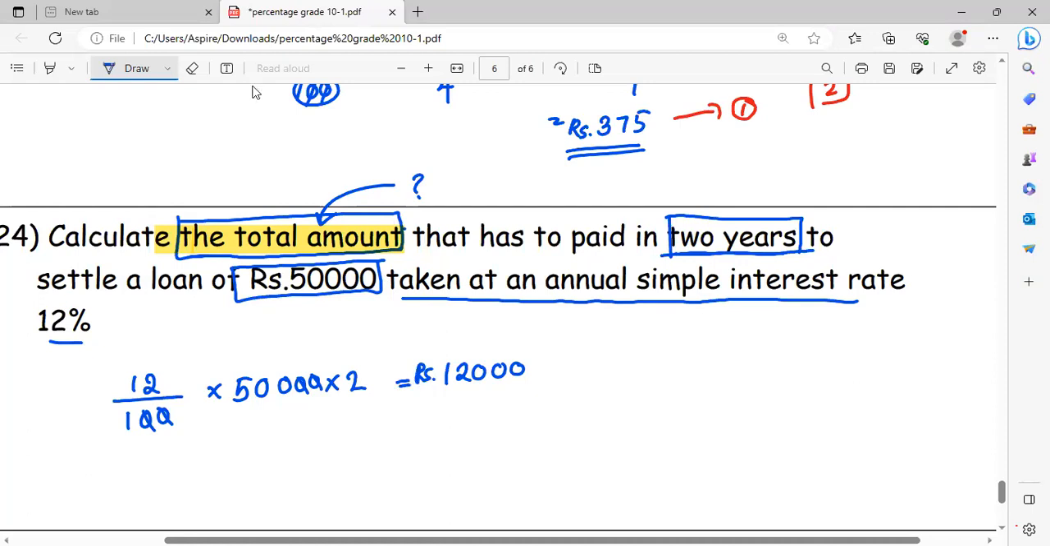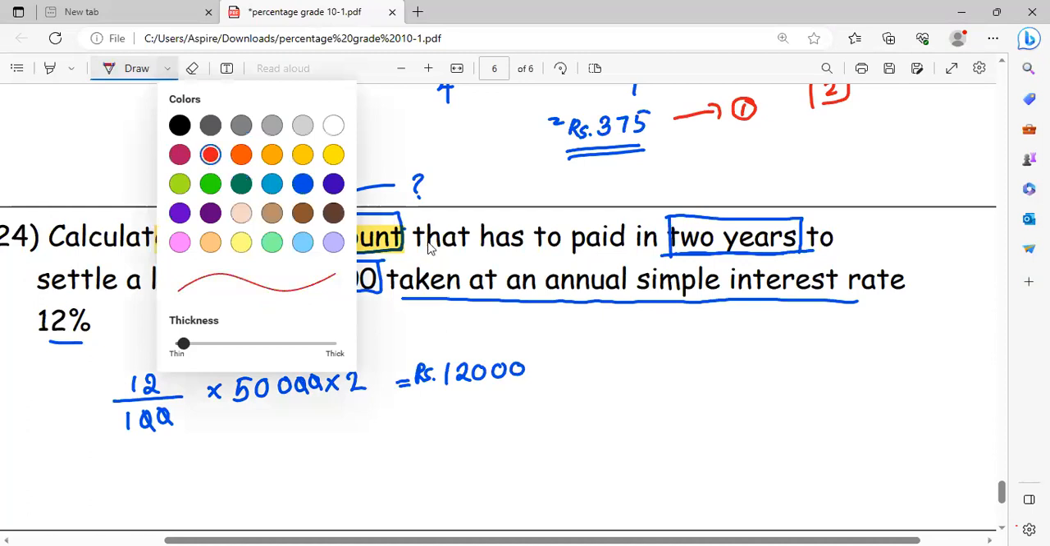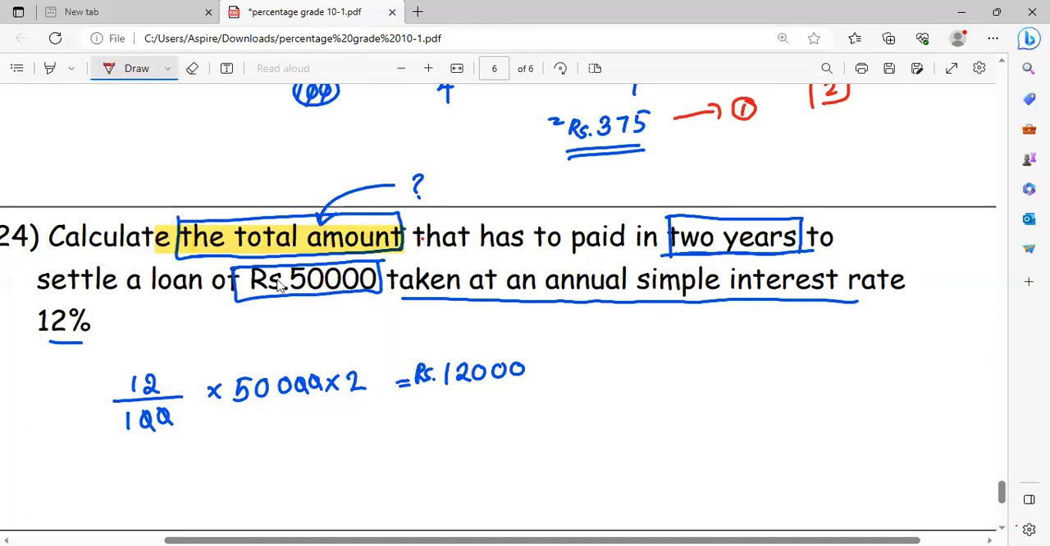the interest. If you can't remember, write this down. Total amount that should be paid to settle a loan is always equal to the loan amount add interest. You have to add the interest to the loan amount.